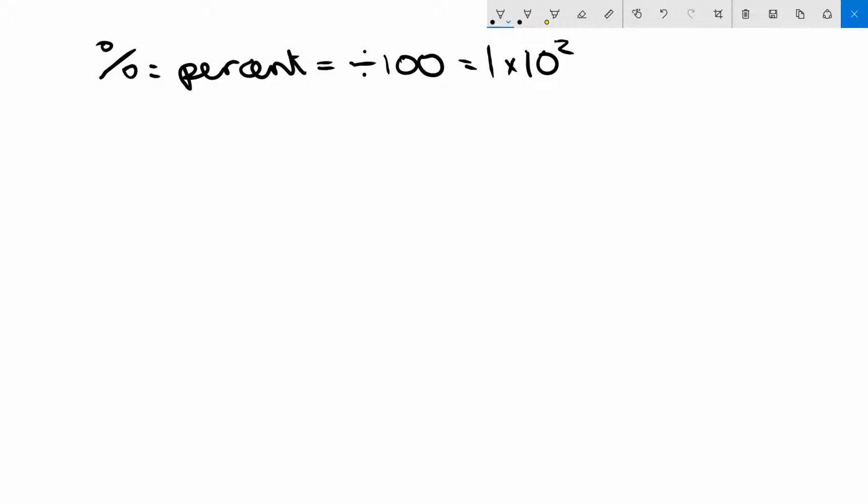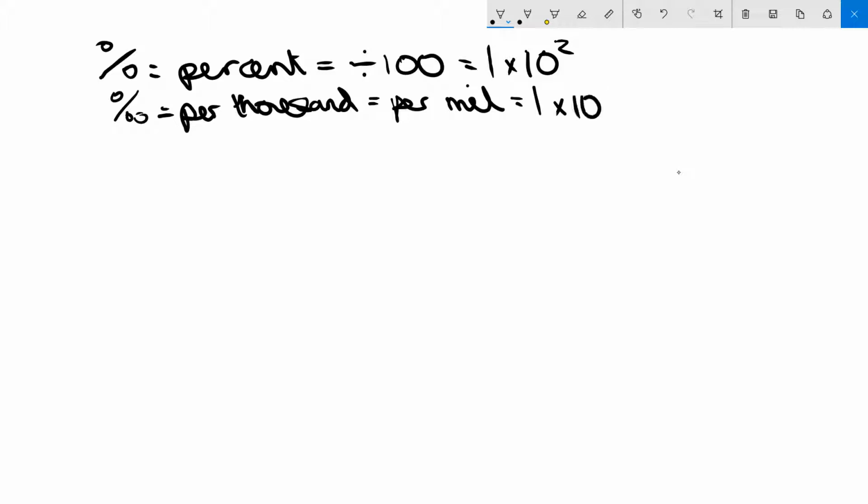Okay, so first of all, there is percent. And this is basically equal to divided by 100, which is basically equal to 1 times 10 to the power of 2. Then there is this symbol, which is per 1,000. And it's also called per mil. And this is equal to 1 times 10 to the power of 3.